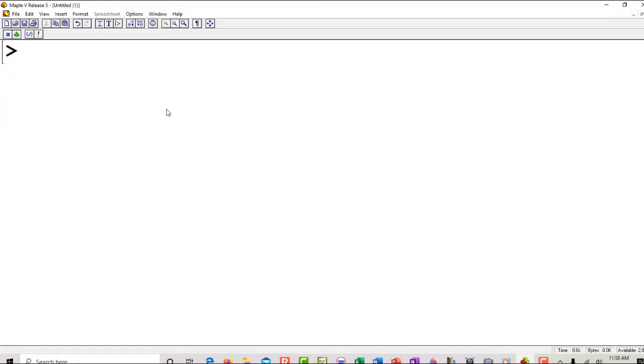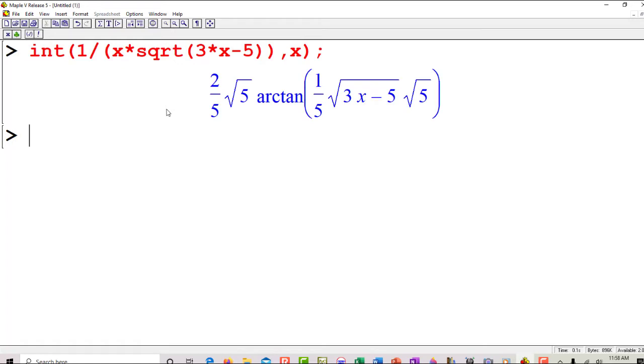I'd like to show you a computer algebra system. Let's integrate the exact same problem we just integrated. 1 over the square root of x times the square root of 3 times x minus 5, with respect to x. What do you get? There it is. Notice that the computer algebra system does not have the constant of integration. It leaves those off. In that way, it makes it maybe easier to manipulate these expressions that you get from these integrals in more complicated programs.